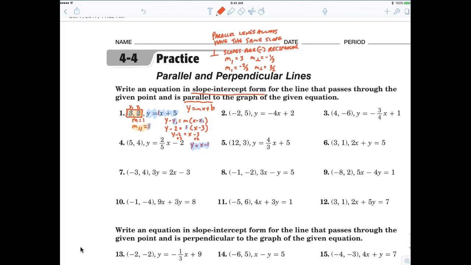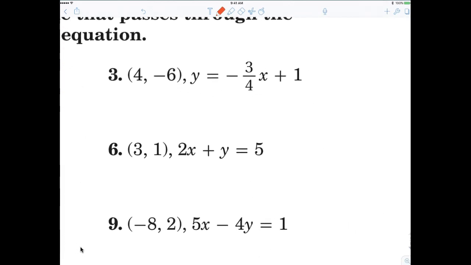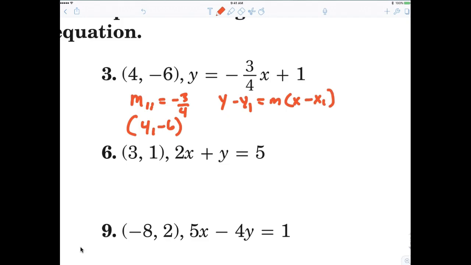So what I'm going to do is jump to number 3 now. We would start out by saying the slope of the parallel line is equal to negative 3/4, and it's passing through the point 4, negative 6. So then I want you to write down y minus y1 equals m times x minus x1. So we would have y plus 6 equals negative 3/4 times x minus 4.